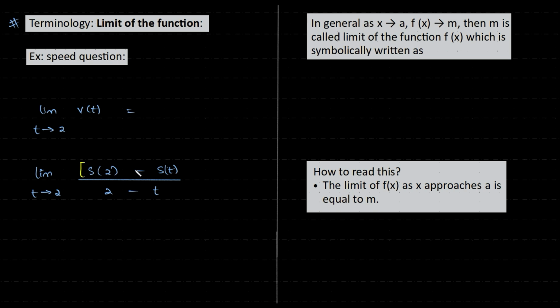The next thing is, how will we read this? So in general, as x approaches a, f of x will approach m, then m is called the limit of the function f of x, which is symbolically written as limit of f of x as x tends to a is equal to m. That's how we read it. So we read it as the limit of f of x as x approaches a and it's equal to m.